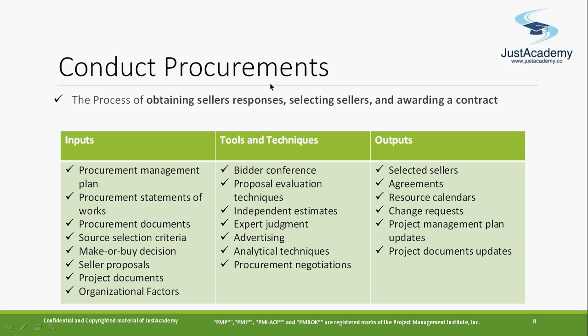The output will be your selected seller. You're going to finalize the seller to whom you're going to give the contract. Agreements: you're going to make an agreement with them. Resource calendar: when you need those resources, you can specify those details to your vendor also. Change request: if you need any changes, they need to be raised. You'll be updating your project management plan and project documents based on when these equipment or resources will be available. This is very simple, and is more from the execution.